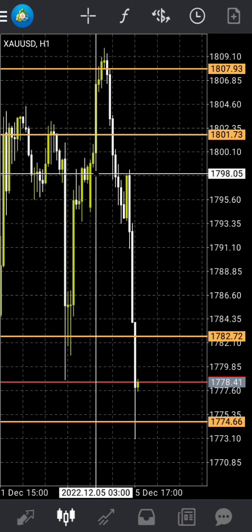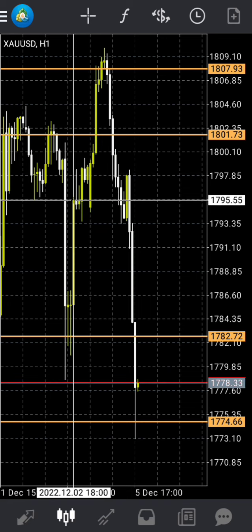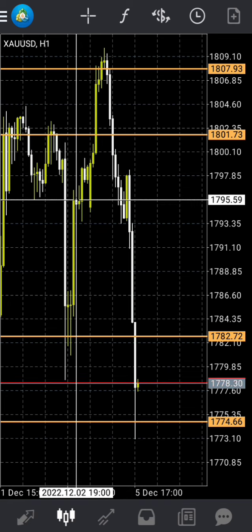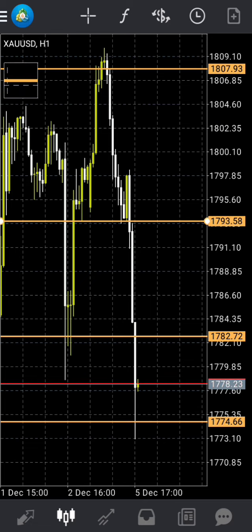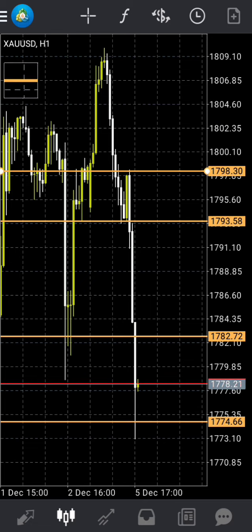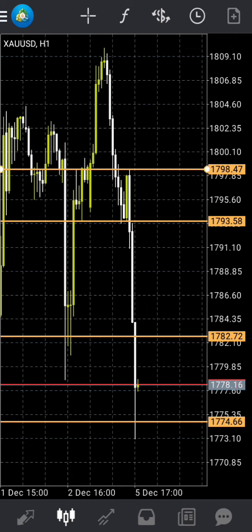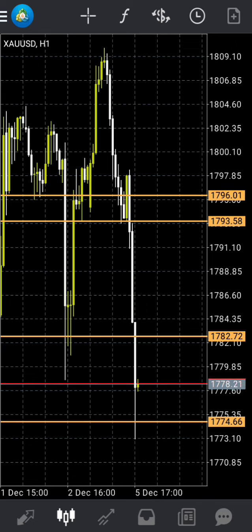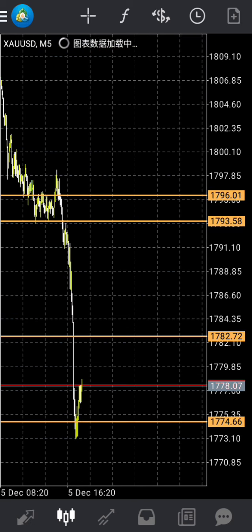Okay guys, and then we change to H1. We can see here we have two bullish engulfing zones, 1 and 2. If you want to use it, you just mark the zone like this, and then you cut the zone into half so that we can enter here. If you change to a lower time frame, you can see the rejection there.